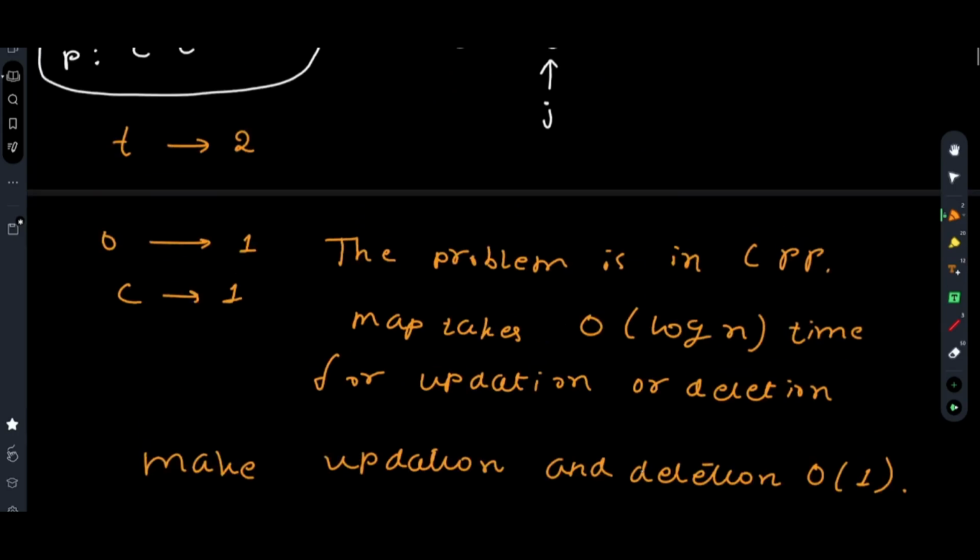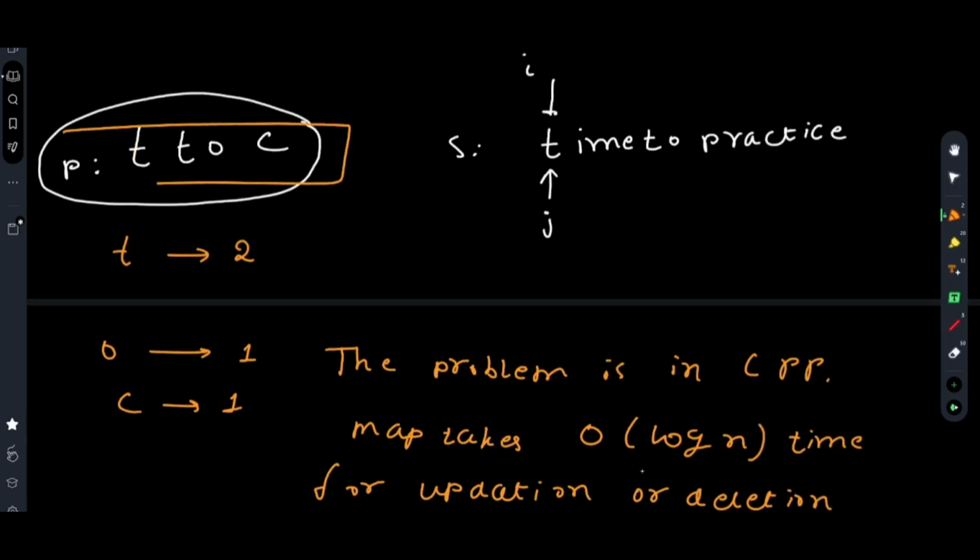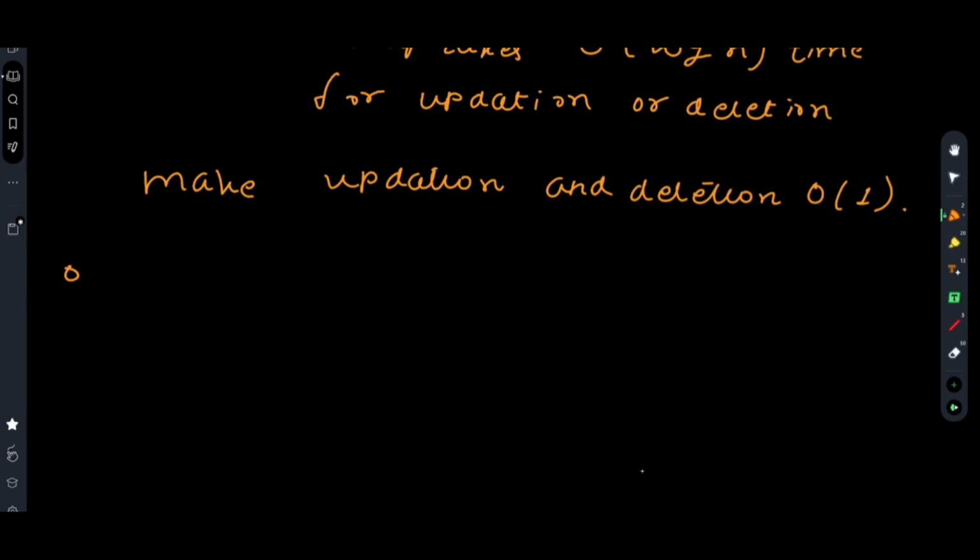Now how can I do it? See, at max, how many unique characters might be present in this particular string P? There will be 26 unique characters at max. See, you define an array of size 26.